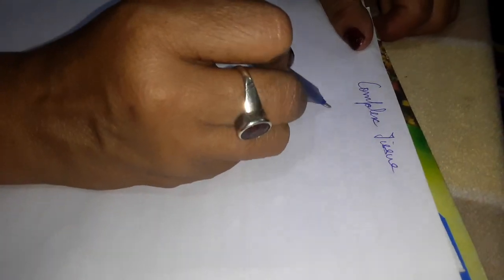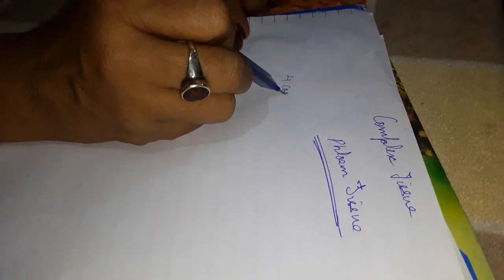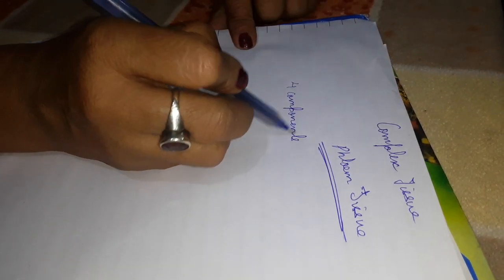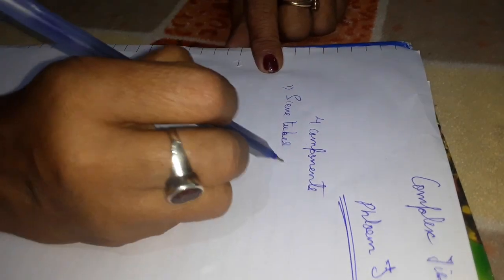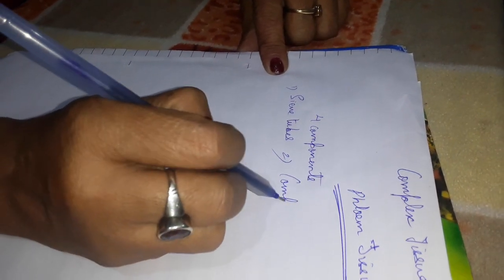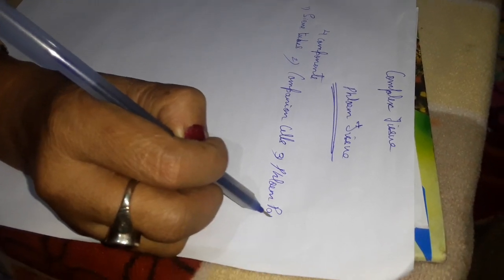Next, we come to phloem. Phloem tissues are living cells. They are made up of four components. Number 1, sieve tubes. Number 2, companion cells. Number 3, phloem parenchyma, and number 4, phloem fibers.